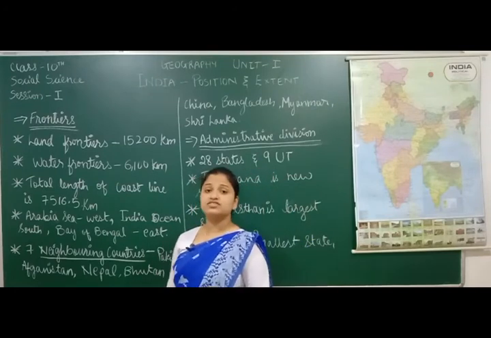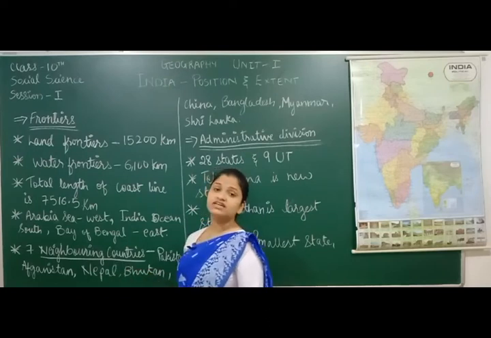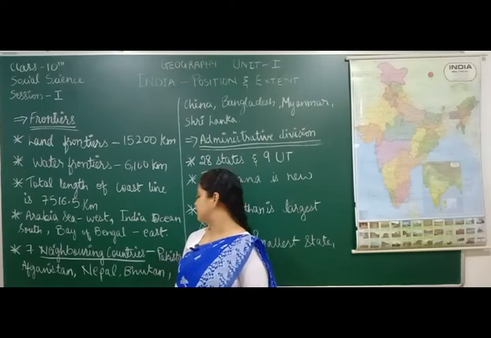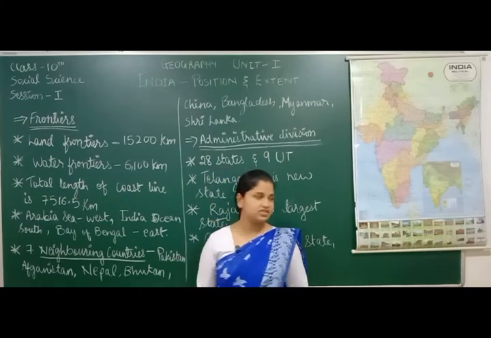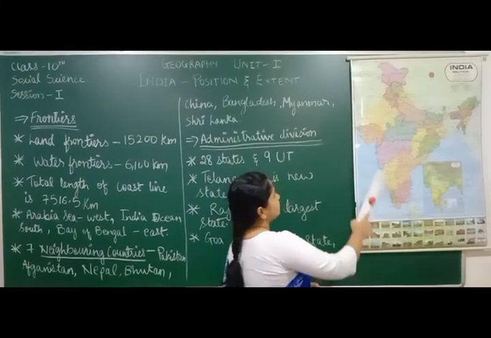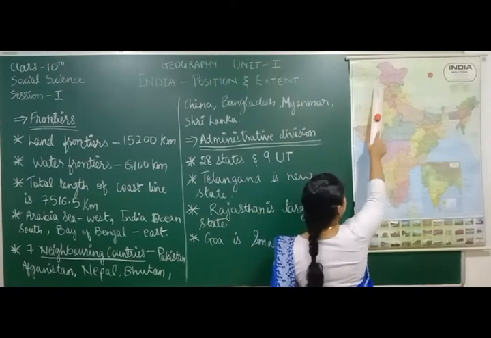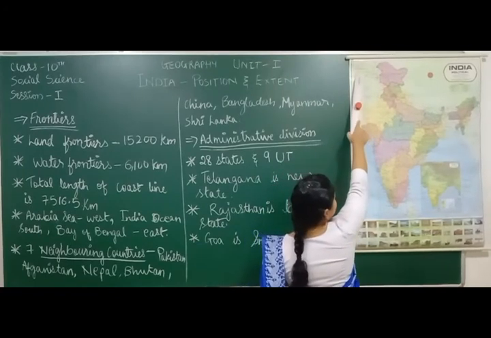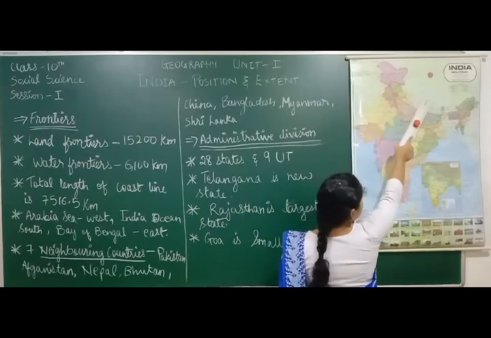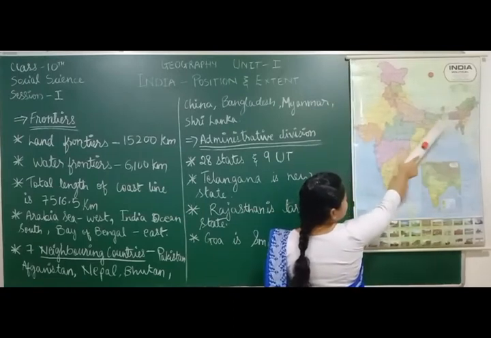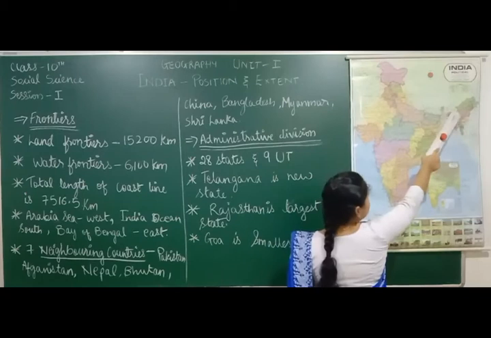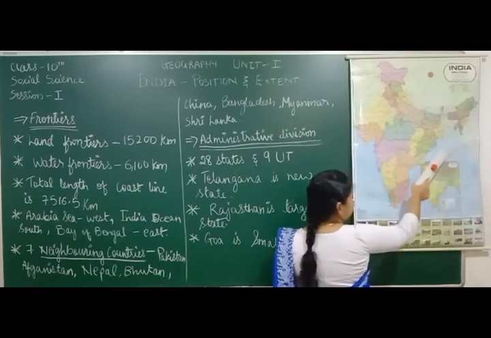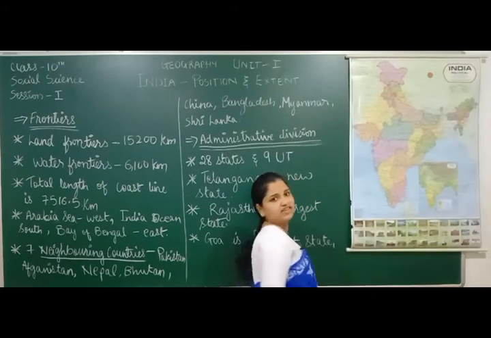Also, our country has 7 neighboring countries. Which are the neighboring countries here? Let's try to point out some. Here there is Pakistan. Then here there is Afghanistan. Here there is China. Here there is Tibet. Then there is Nepal, there is Bhutan, there is Bangladesh, and Myanmar. And one more here, Sri Lanka in the south.